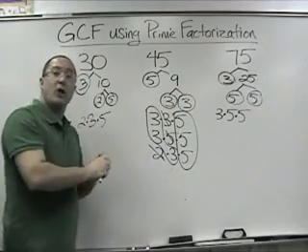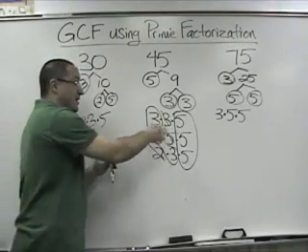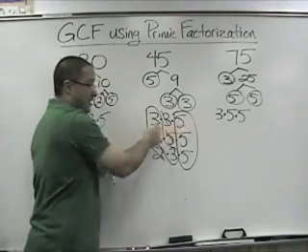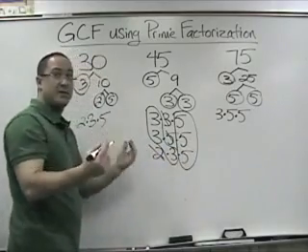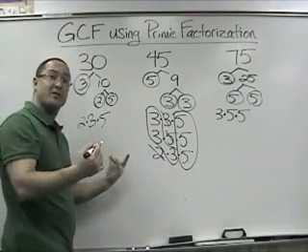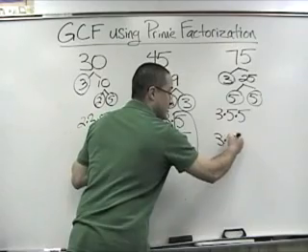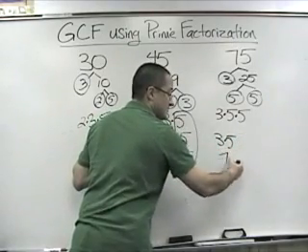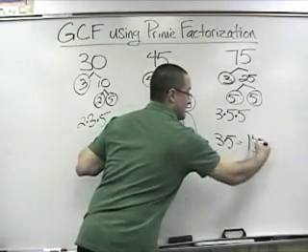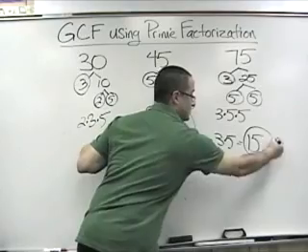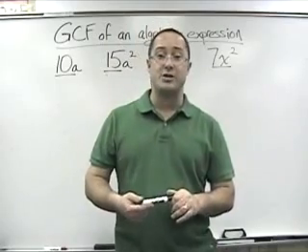count. So what prime numbers do all 3 of these numbers have in common? They each have 3 times 5. 3 times 5, 3 times 5, 3 times 5. So the greatest common factor of 30, 45, and 75 is 3 times 5, which is 15.